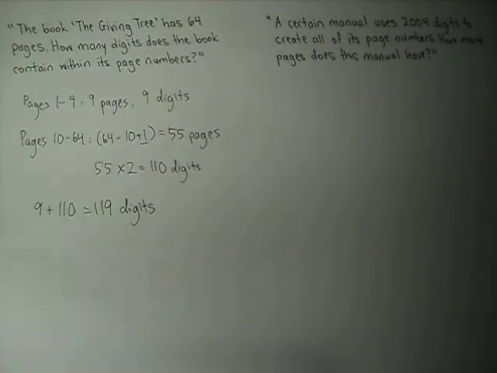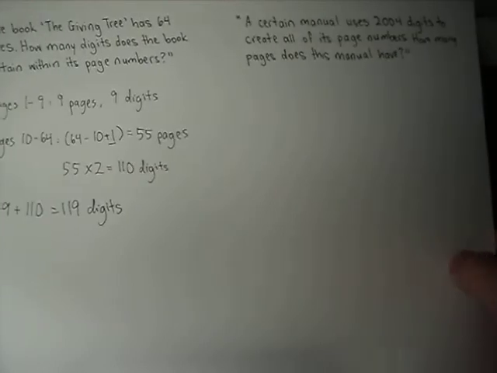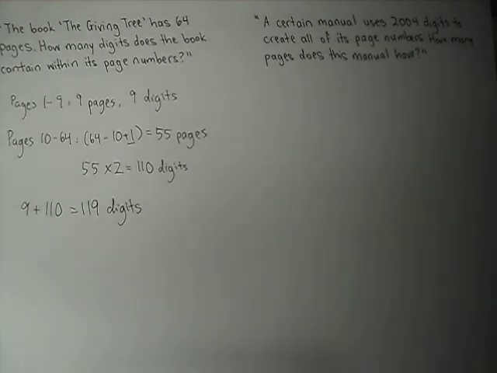Pretty simple. Now, here on the right side, we have a problem that gives us the number of digits, but we need to find the number of pages. So here's the problem. A certain manual uses 2004 digits to create all of its page numbers. How many pages does this manual have? So in this case, we need to work backwards a bit.